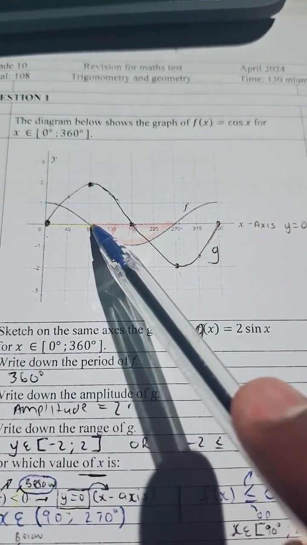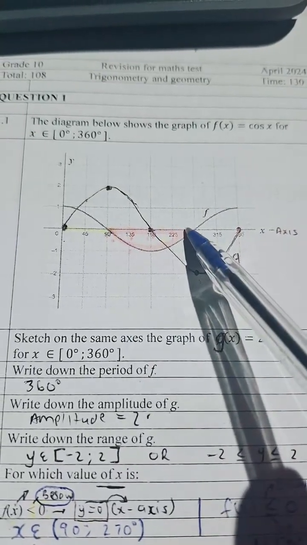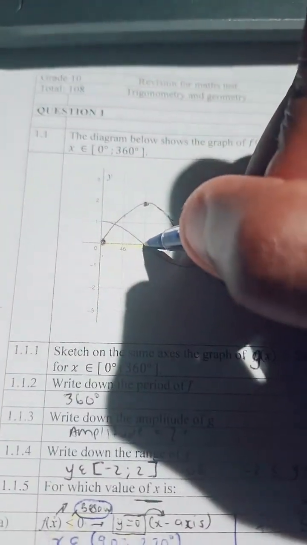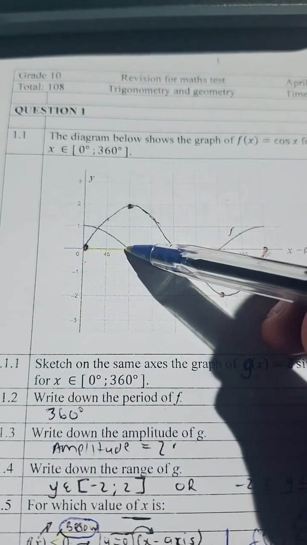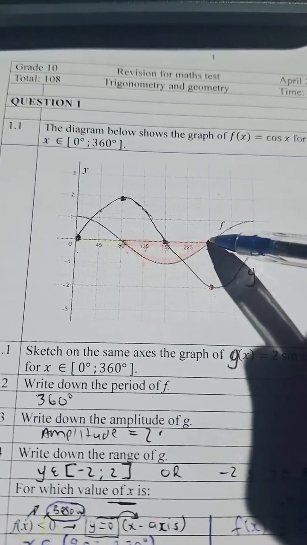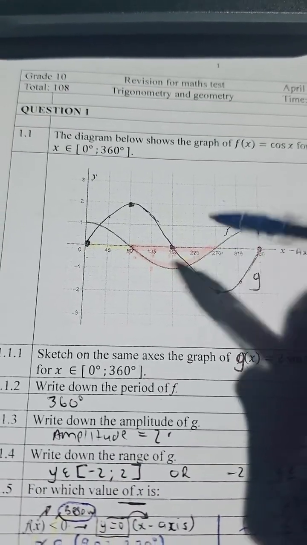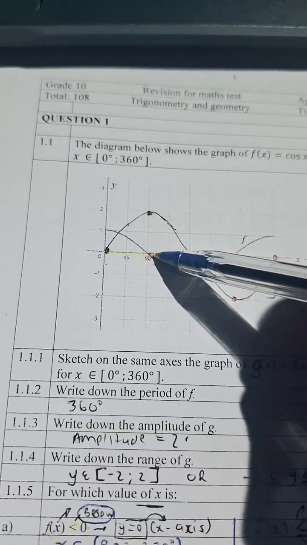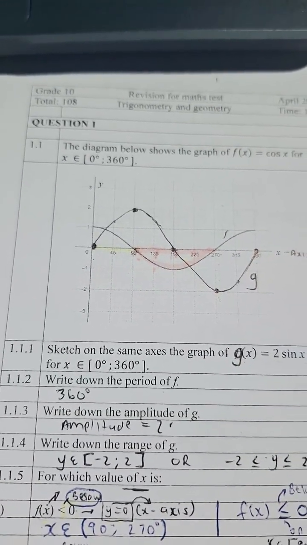So indeed, below the x-axis means from 90 to 270. But remember, we don't include 90, because at 90 exactly, the function is not below the x-axis, it is on the x-axis. We are not looking for where it is on. At 270, it's also on the x-axis. We are not looking for where it is on. We are just looking for where the function is below. So it is between 90 and 270.